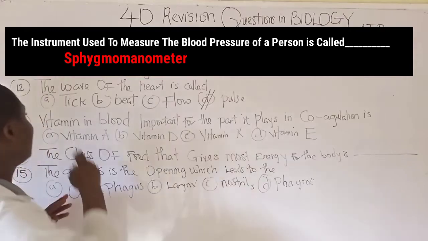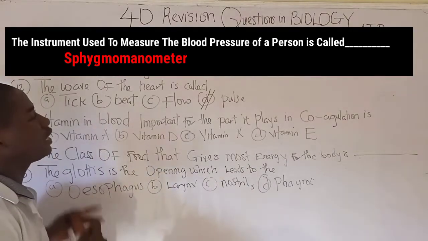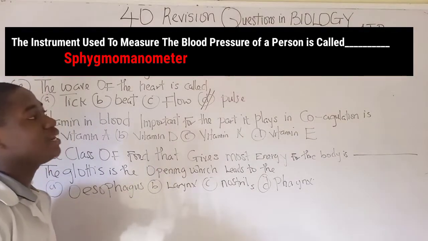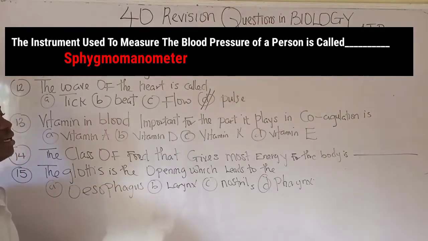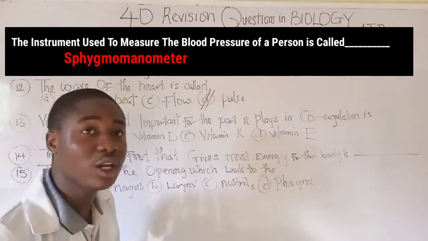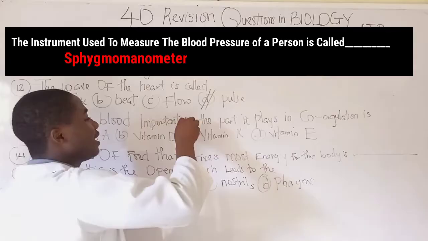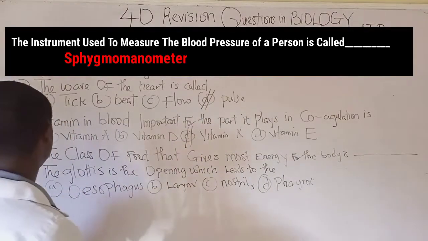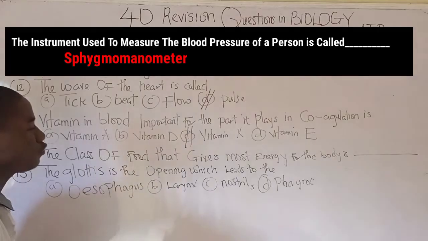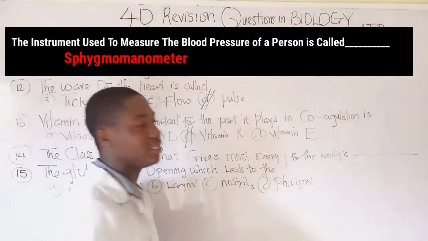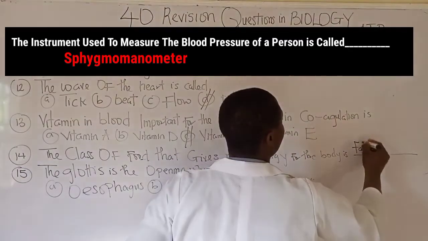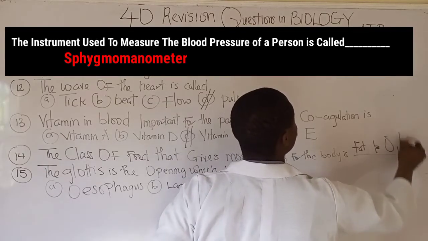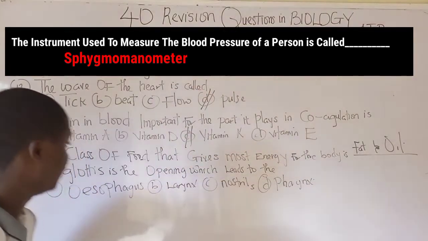Question 13 says the vitamin in blood important for the part it plays in coagulation, the vitamin which helps in coagulation of blood, is basically vitamin K, called phylloquinone. Okay, it is vitamin K. Now for question 14, it says the class of food that gives most energy for the body is basically fat and oil. Okay, fat and oil, this is the class of food that gives most energy.